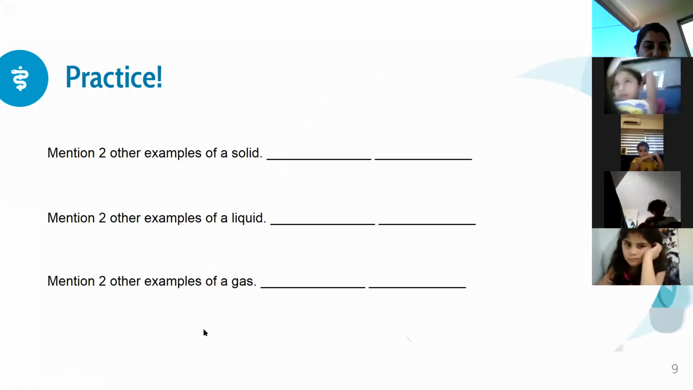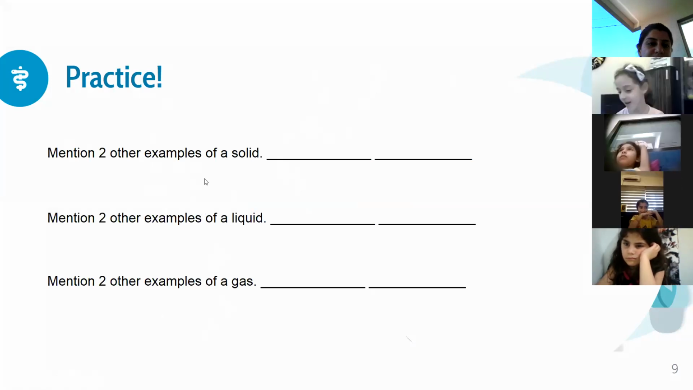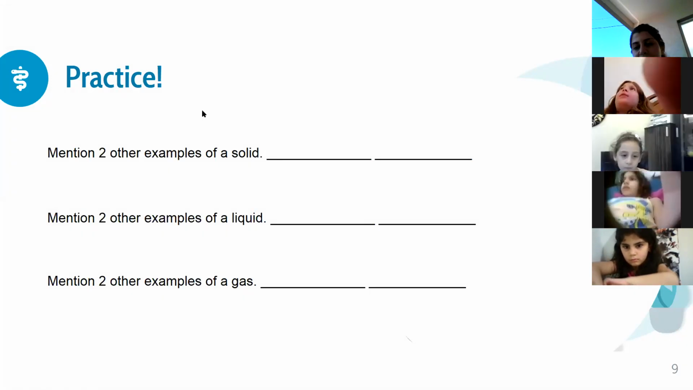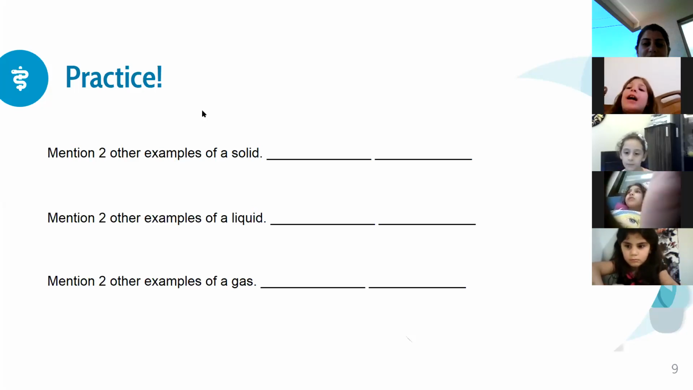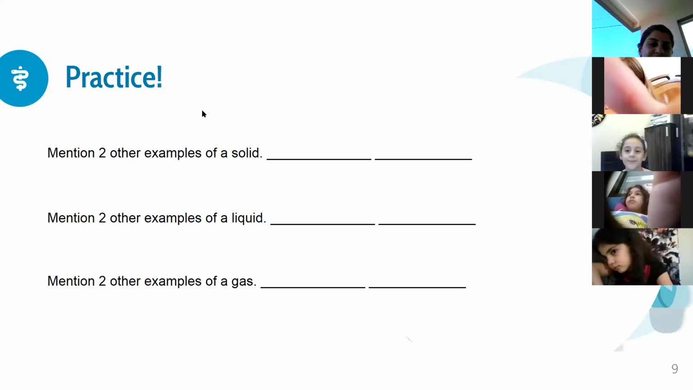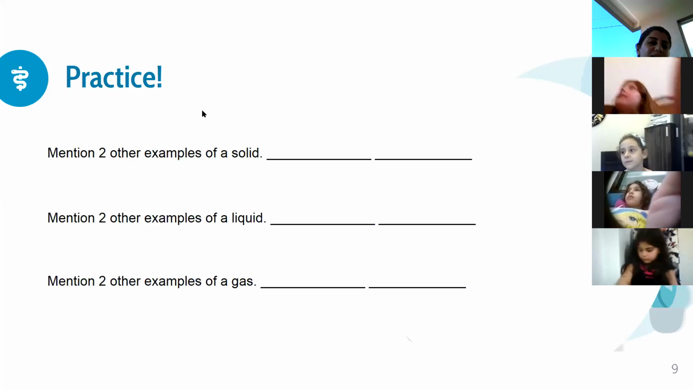Batul Hijazi, two examples of solid. Pencil. And something like wool. Wool, okay. Yara, example of solid. Let's stay solid now. Examples of solid. A comb. Okay. And what else? A pencil. Okay, a pencil.